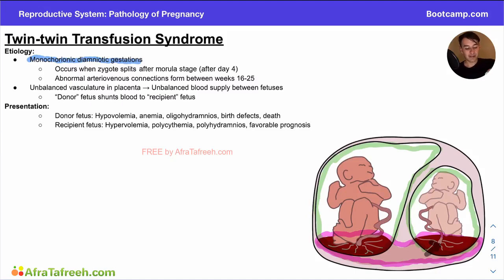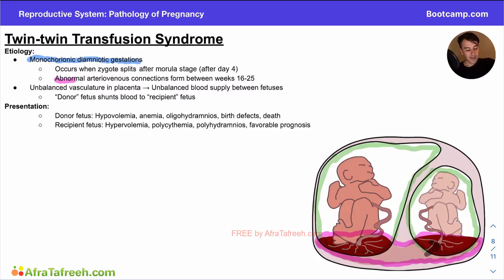And this type of pregnancy is going to occur when we have splitting before our morula stage, and we know that the morula is a 4-day structure. So when the zygote splits before this day 4 time point, we're going to get this type of pregnancy. So let's talk about what the pathophys here is that's causing twin transfusion syndrome.